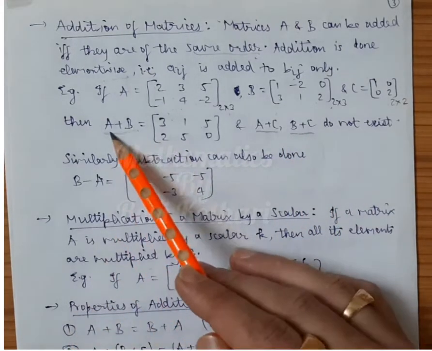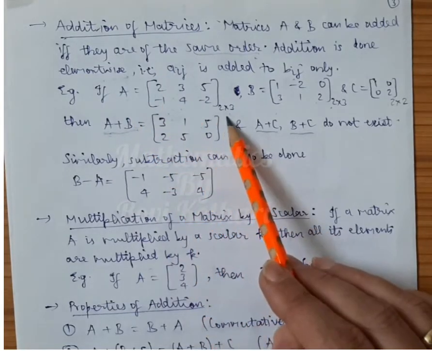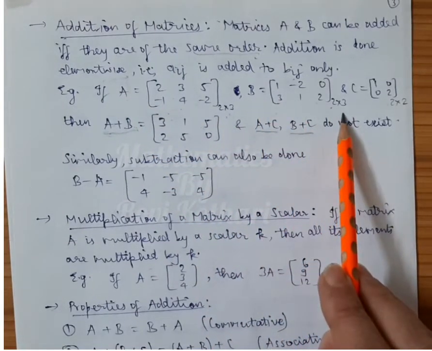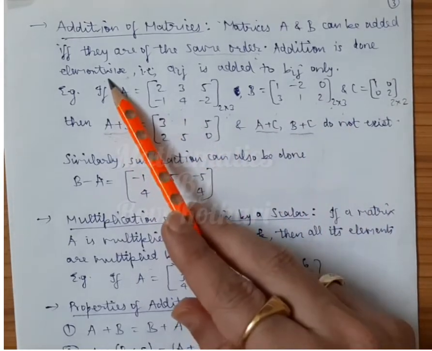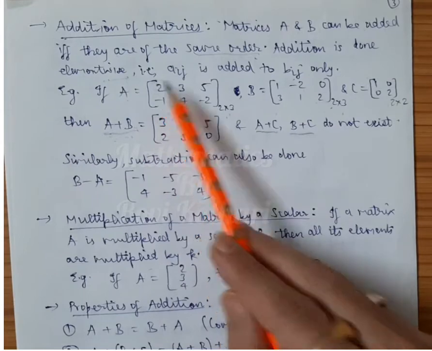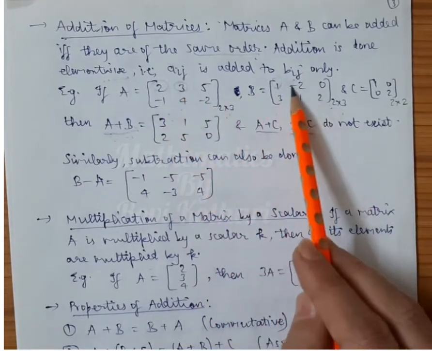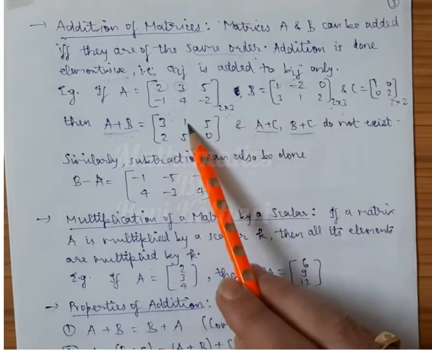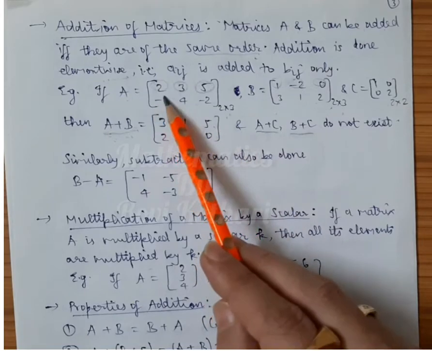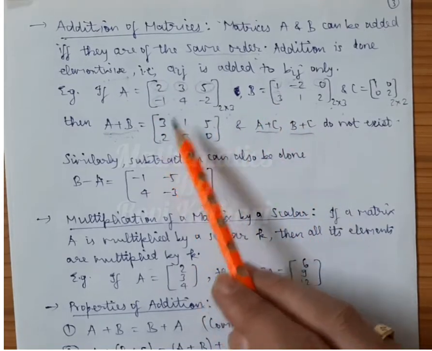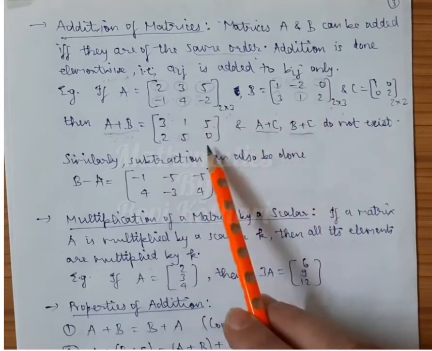If you look at A plus B, firstly, can A plus B be found out? Yes, because A's order is 2 by 3, B's order is also 2 by 3. So they have the same order, so they can be added. If they can be added, how do we add A and B? Element wise. Element wise meaning its first element will be added to the other's first element. So 2 plus 1, 3. Its second element will be added to the second. 3 minus 2, 1. Its third to the third. 5 plus 0, 5. Minus 1 plus 3, 2. 4 plus 1, 5. Minus 2 plus 2, 0.